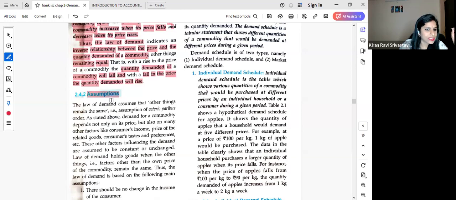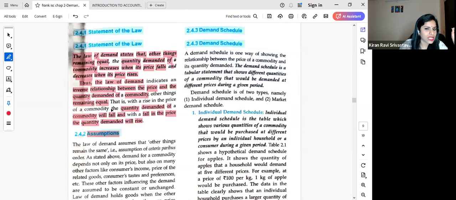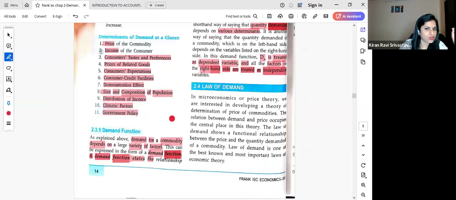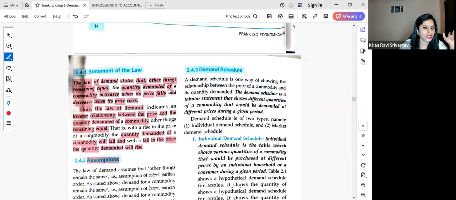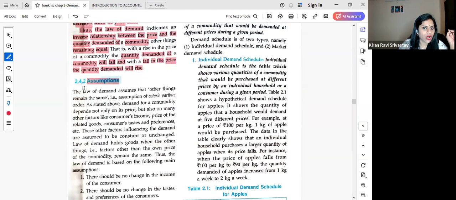You know what the assumption will be? We just now said that all the points 2 to 11 are constant. The law of demand is going to assume that this is constant, this is constant, this is constant, this is constant. So that is the assumption. So just let's read it. The law of demand assumes that other things remain the same. What does this mean? Remains the same means constant. Assumption of ceteris paribus. So this is an important word which you have to mention.